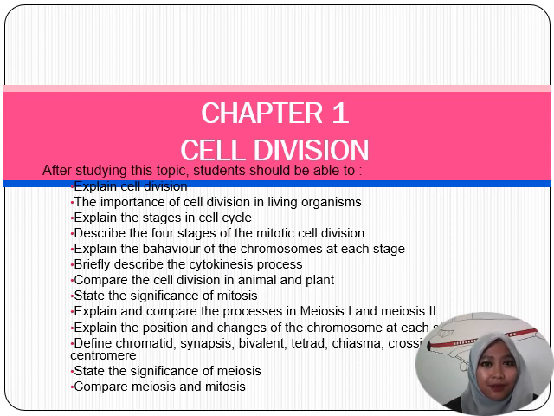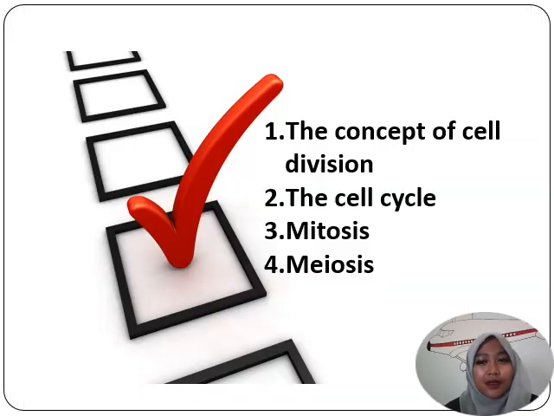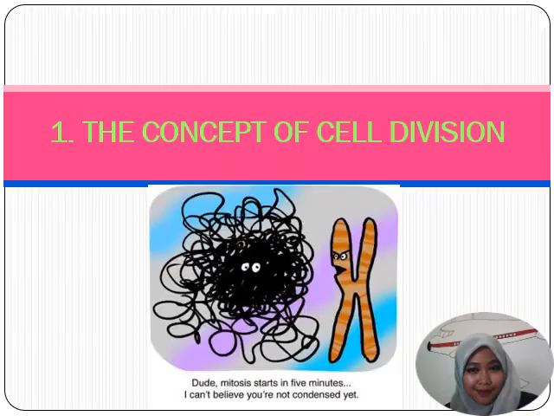Alright, so today we're going to learn chapter 1, cell divisions. Here is the objective for this chapter. You can see a few objectives here. And then this is the outline for this chapter. We're going to learn about the concept of division, the cell cycle itself, mitosis, and also meiosis.